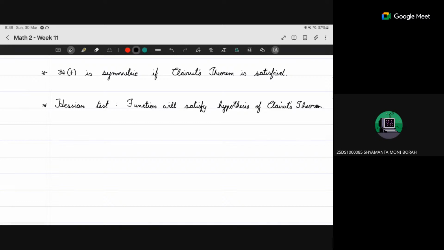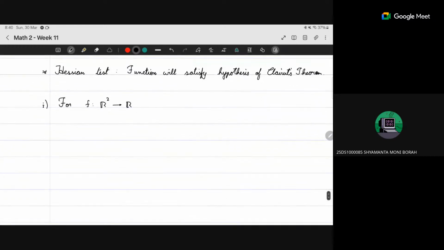Now, what is the Hessian test? First, we'll look at it for two variables. Suppose I have a function from R2 to R, or a subset of R2 to R, which satisfies Clairaut's theorem and all that. You can use the Hessian test and conclude the following at a point A in R2. If the Hessian of F at the point A tilde, now this is a square matrix, right? This is an n cross n, in this case a 2 cross 2 matrix.